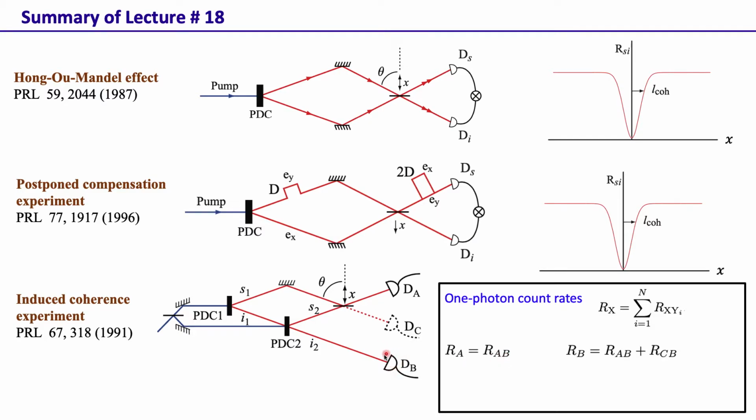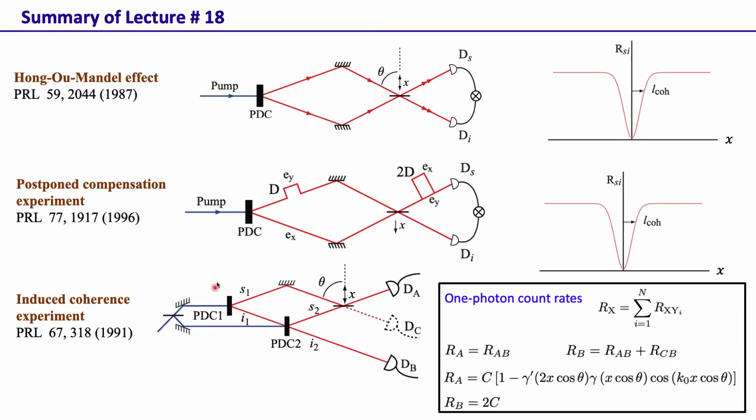But if you look at the singles counted at B, then the photon that reaches here can go there and it can as well go to this detector, and hence the singles counted at B is equal to R_AB plus R_CB. And when we calculate, we see that R_A shows the interference term, but R_B is just a constant. This is what we see in the experiment. So, this is how we explain one photon count rates, one photon effect in two photon interference experiments. Okay, so this is all we did in the last lecture.